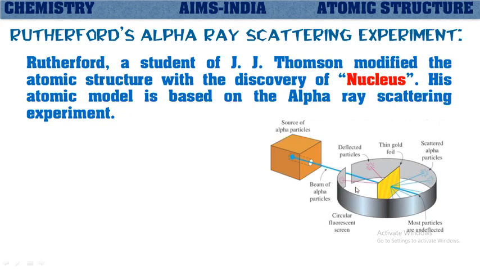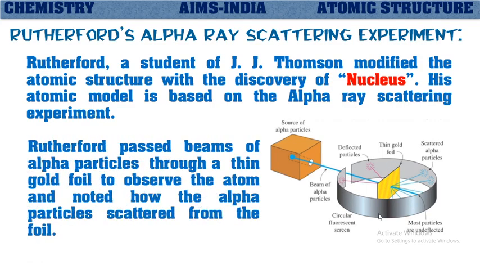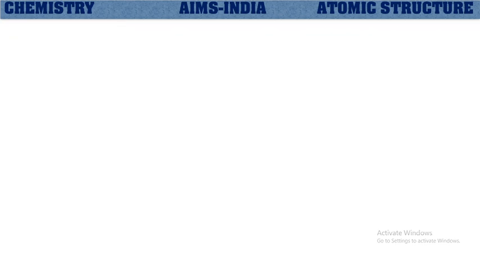In this experiment, he chose a thin gold foil to pass alpha particles through it, and to observe what is happening around it, he kept a zinc sulfide screen. He passed a beam of alpha particles through the thin gold foil to observe the atom and noted how the alpha particles are scattering through the gold foil.